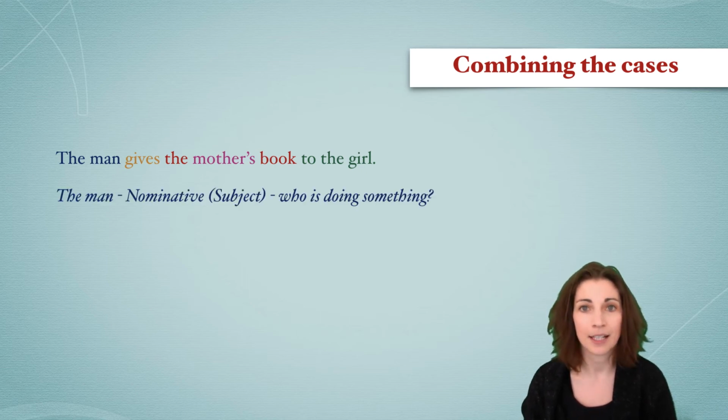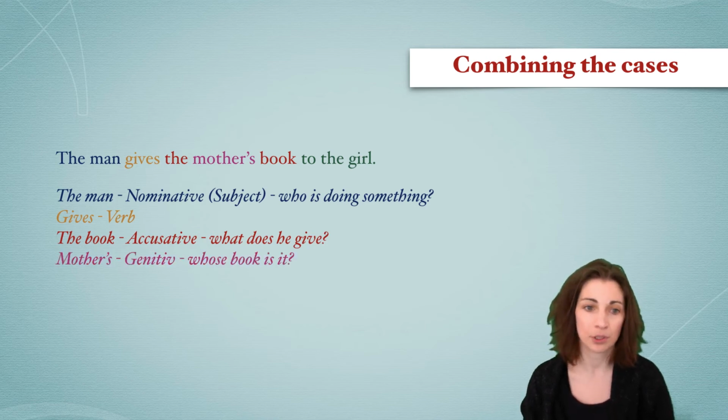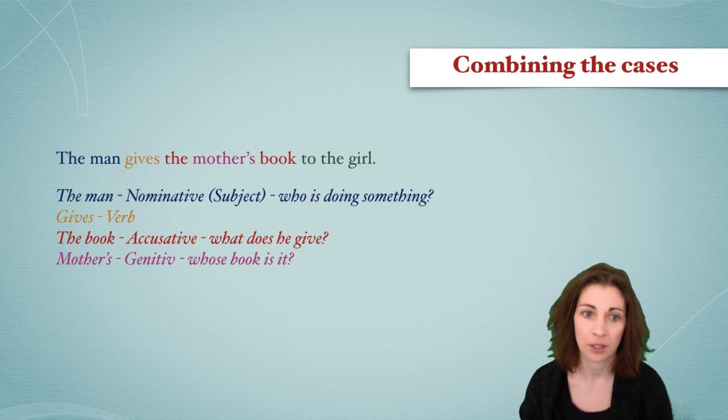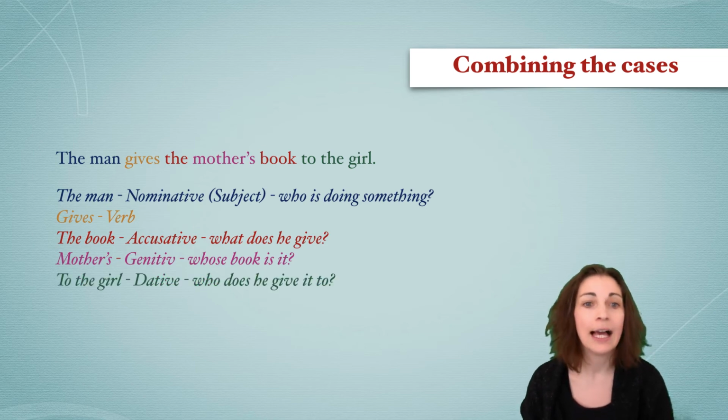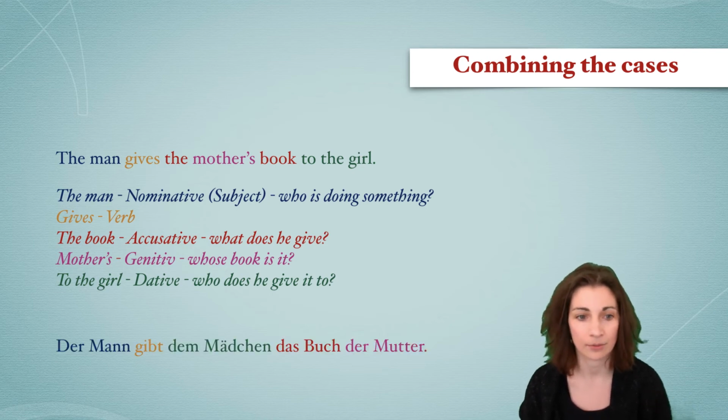The man is our nominative, our subject. Who is doing something? The man is doing something. Gives is the verb, to give. In German, geben, to give. What does he give? The book. The book is directly affected. The mother's book, whose book is it? That's a possession, so we have a genitive here, genitive. And to whom does he give the book? To the girl. Who does he give it to? Who does he give the book to? To the girl, that's dative.